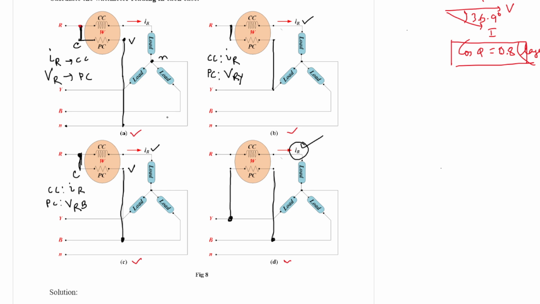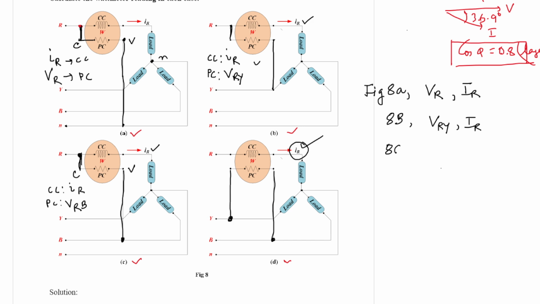For the first case, figure 8A, the voltage is VR and the current is IR. For figure 8B, the voltage is VRY and the current is IR.